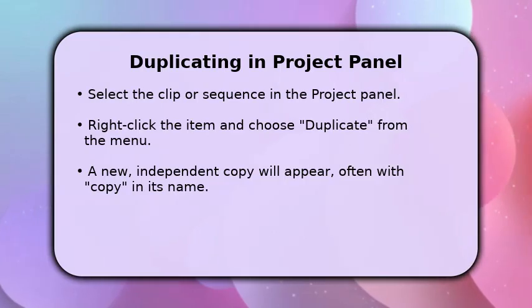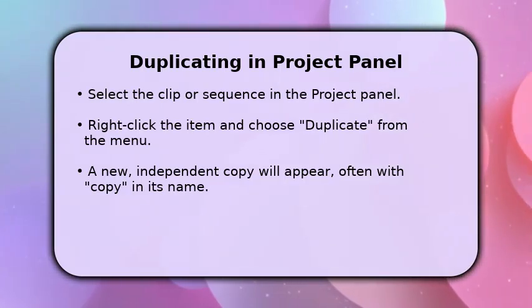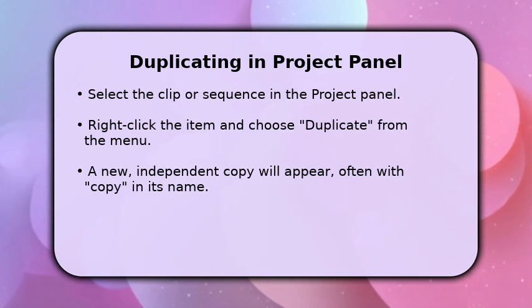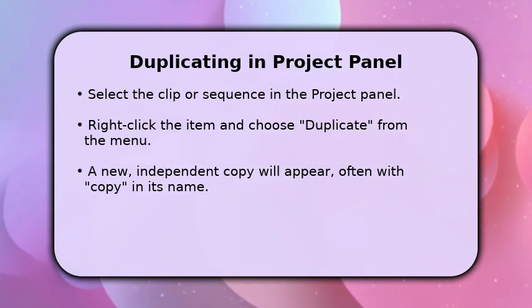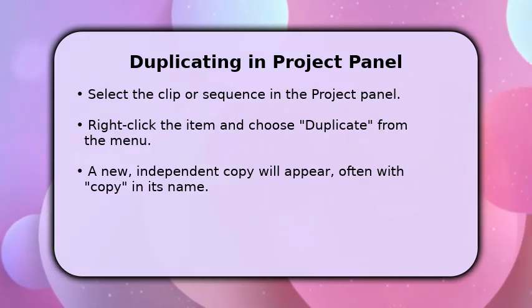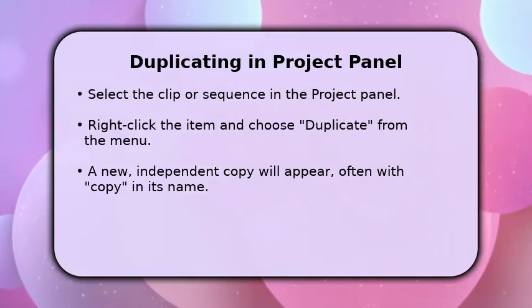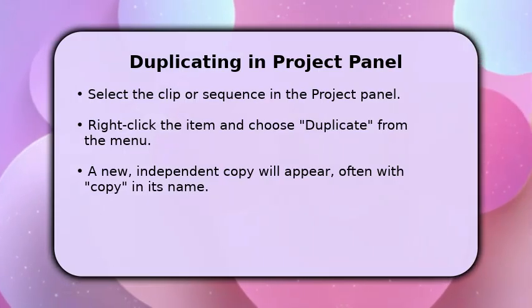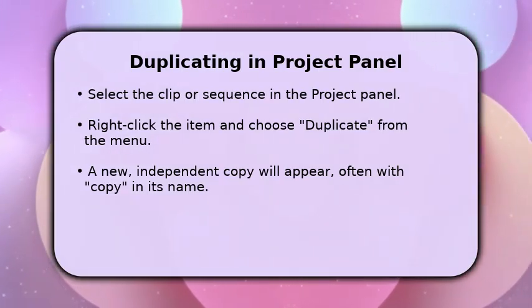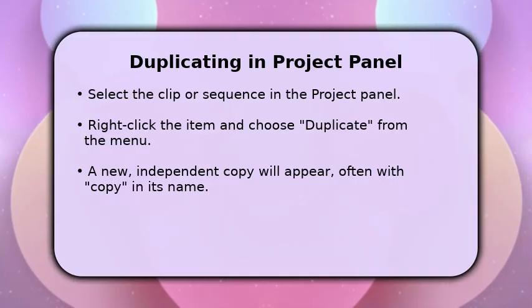When working with assets in your project panel, you can also duplicate clips or entire sequences. Simply select the item you wish to copy. Then, right-click on it and choose the Duplicate option from the context menu. This creates a completely separate version of your asset, allowing you to make changes to the duplicate without affecting the original. Remember to rename your new copy for better organization within your project.